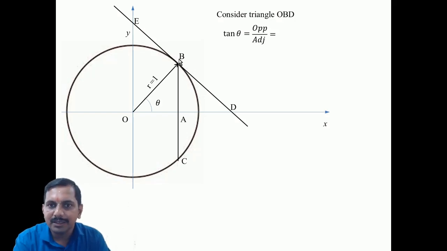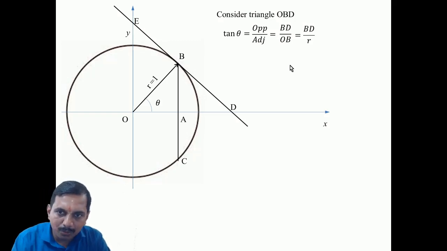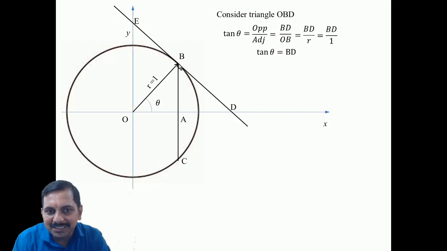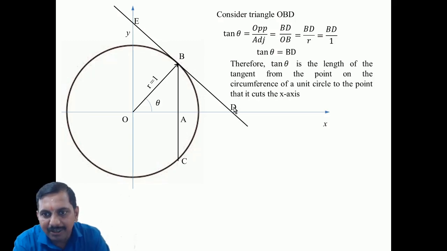So let us go further. Tan theta is, as we have defined, opposite by adjacent. So it is BD by OB. And it is BD by R because OB is R in fact. So what happens? We get tan theta as BD. So you understand B to D. This is a tangent, is it not? Tangent from that point to the x-axis. That would be our tan theta.